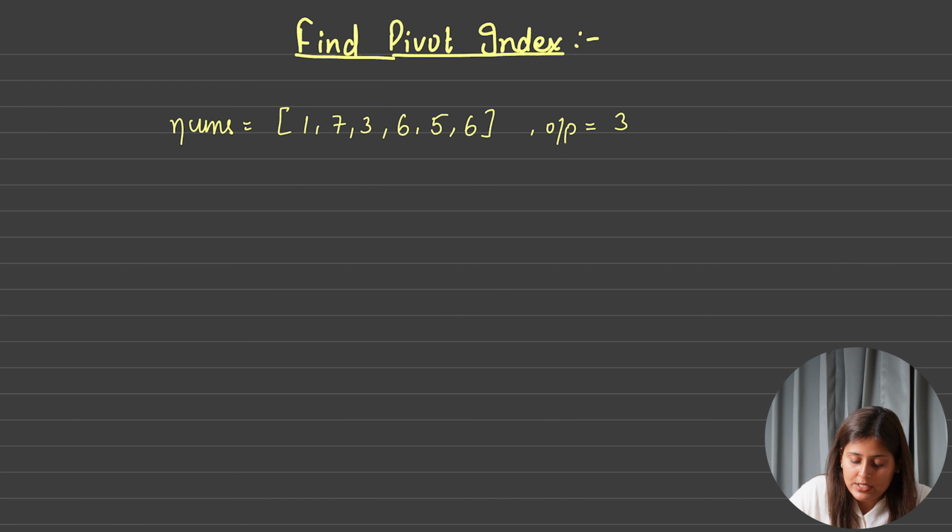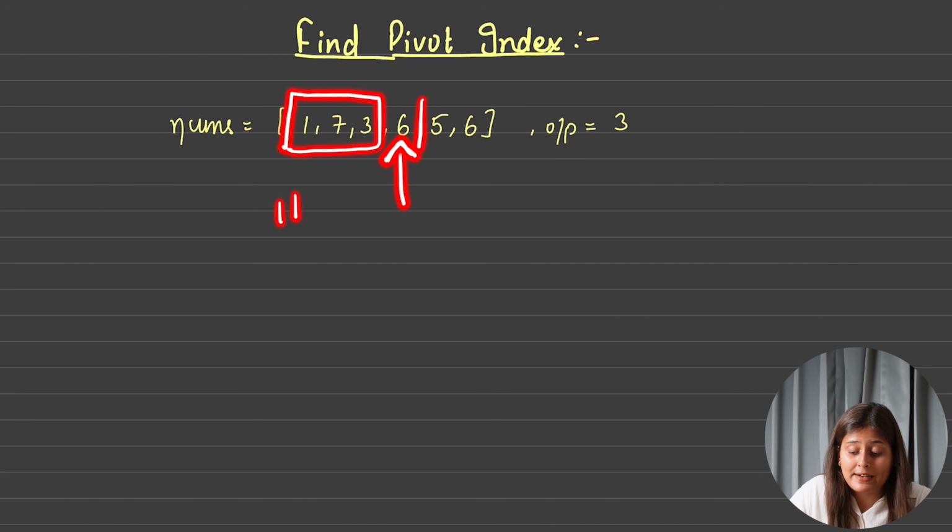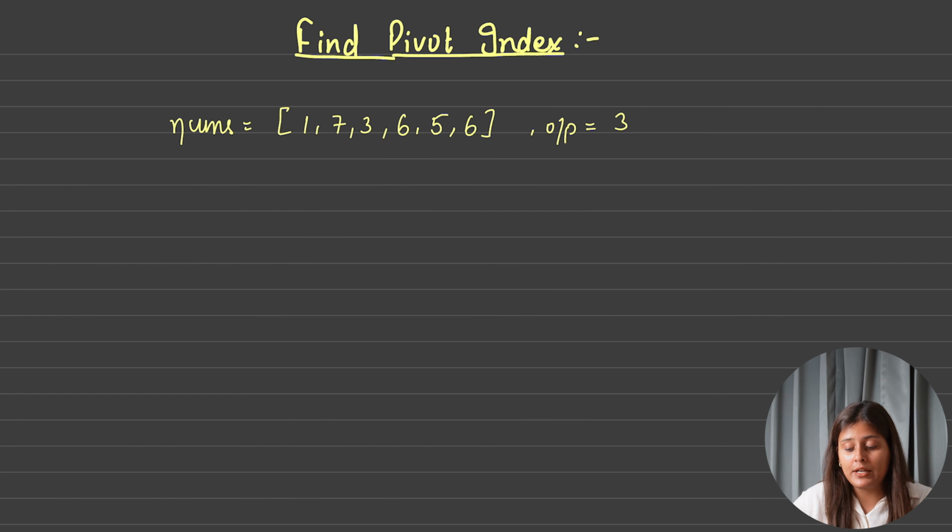Now let's consider the third index. If you see here, the summation of all left values is equal to 11 and it is equal to the summation of all right values, and hence according to the definition this is our pivot index. So we return the index of that.